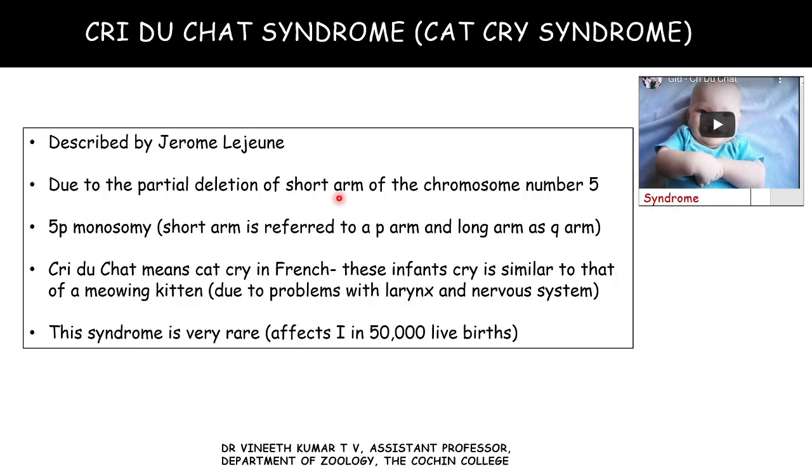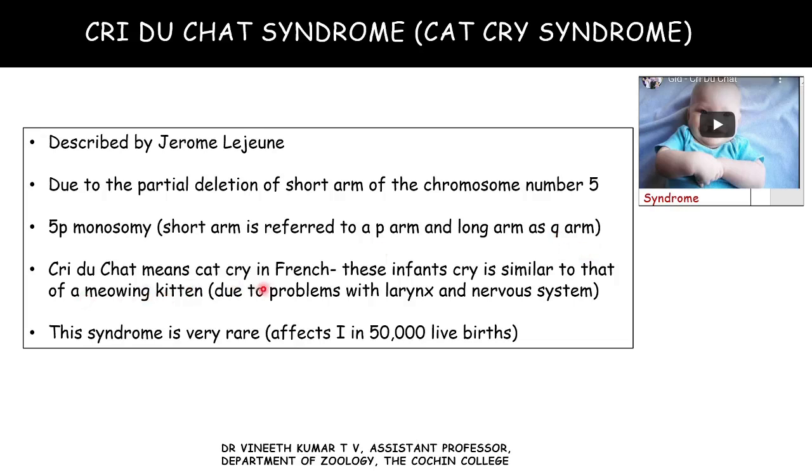This syndrome is related to deletion of the short arm of chromosome number 5, when one of the homologous pair loses a partial portion of the chromosome, and that results in Cri du Chat syndrome. This is also called 5p monosomy. 5 denotes the chromosome and p denotes the short arm. Usually the short and long arms are denoted by the letters p and q. P represents the short arm and q represents the long arm.